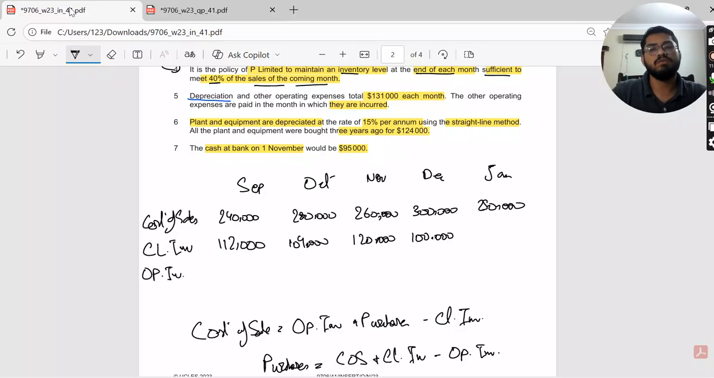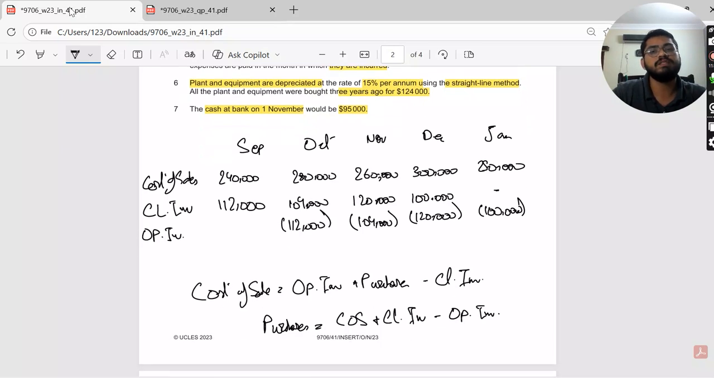So how to calculate the opening inventory? Simply, the closing inventory of the previous month would be the opening inventory of the next month. So we will be deducting this amount of 112,000 in the month of October, then 104,000 in the month of November, then 120,000 in the month of December, and subsequently 100,000 in the month of January. We are not provided with the data regarding the calculations for January's closing inventory, so we'll assume that there is none in the month of January. So we'll just simply write 0 over there. And now I guess we can calculate the purchases.